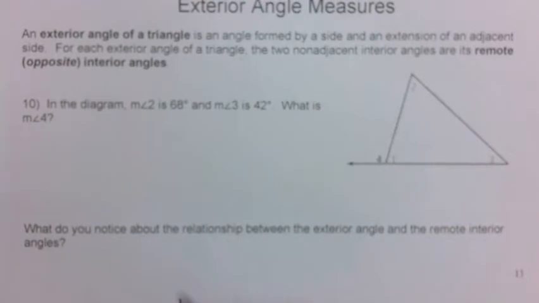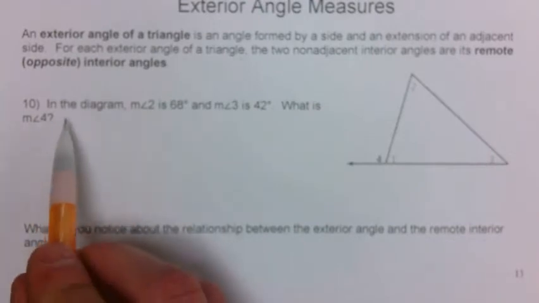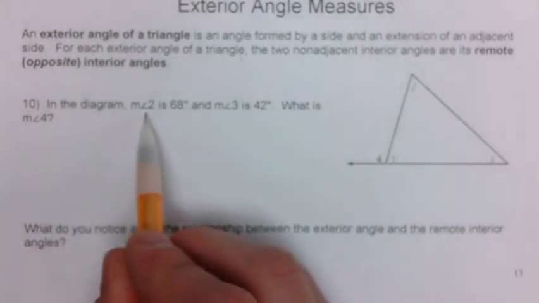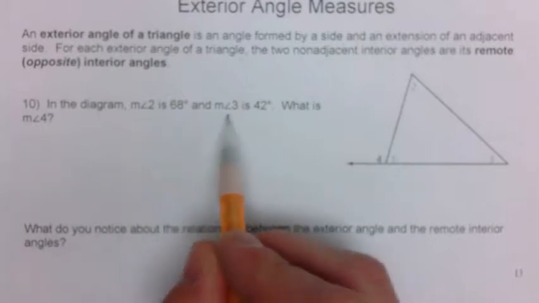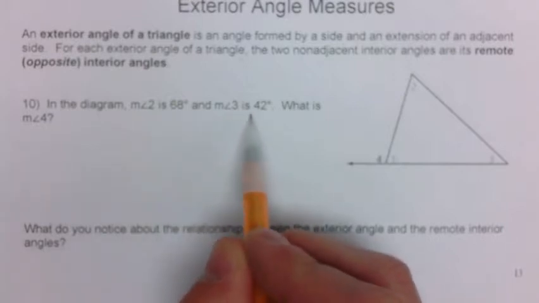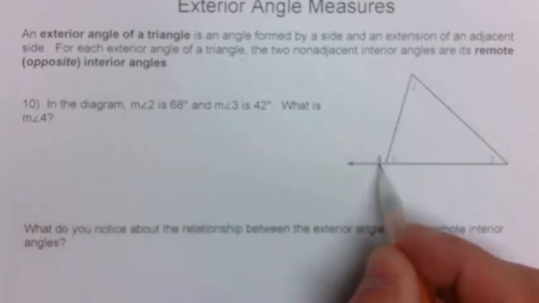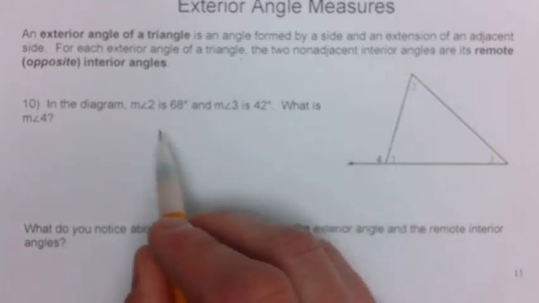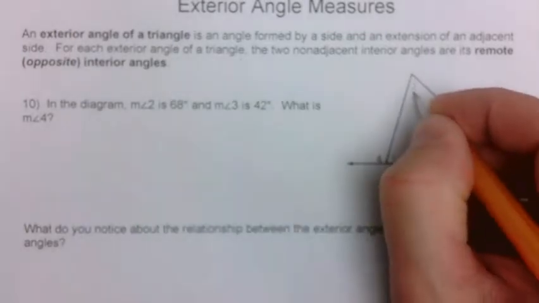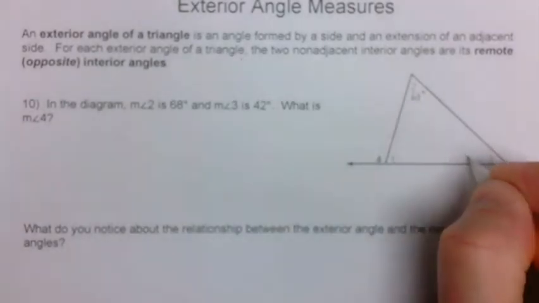In question number 10, they ask us if the measure of angle 2 is 68 degrees and the measure of angle 3 is 42 degrees, then what is the measure of angle number 4? So they want to know what's the measure of that exterior angle. Okay, so let's fill in our picture. The measure of angle 2, that's 68 degrees. And the measure of angle 3, that one right there, is 42 degrees.